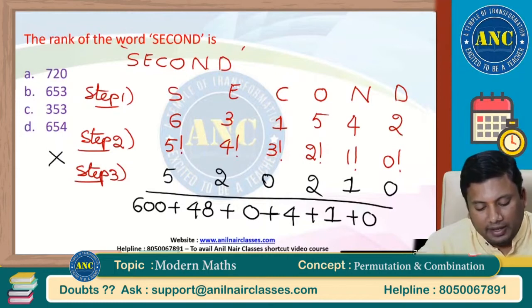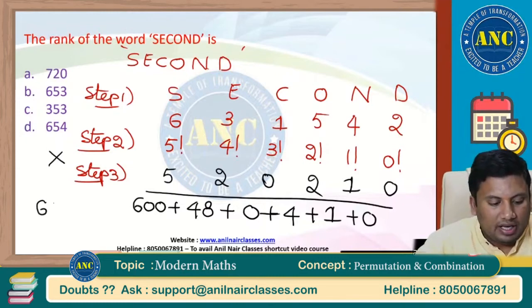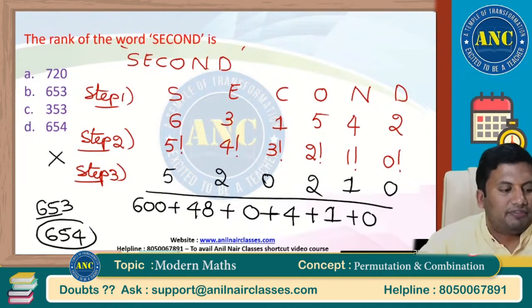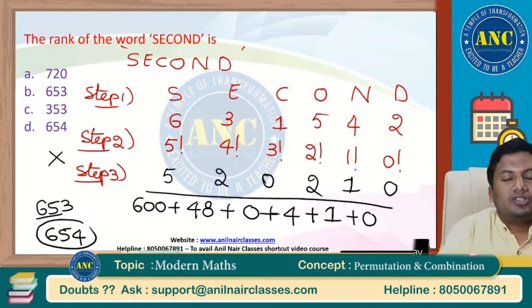48 plus 5, 53. 653. Add 1 to it. Answer is nothing but 654.